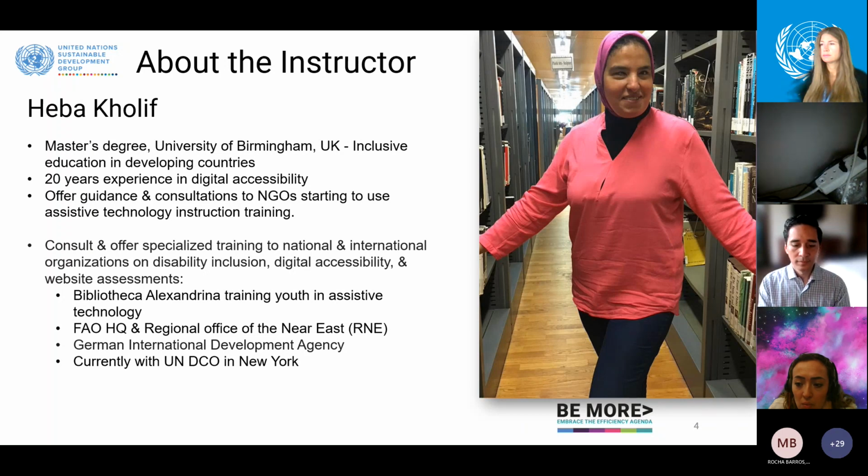such as the Bibliotheca Alexandrina, which is a library in Alexandria, where I used to give training to young people on the use of assistive technology, and also give consultations and guidance to organizations that are starting to use assistive technology. I worked for the German Development International Agency, which is the GIZ, on disability inclusion, and I worked in the FAO RNE and the FAO HQ to do a website assessment of their website and digital tools. And currently, I'm supporting the DCO in disability inclusion.